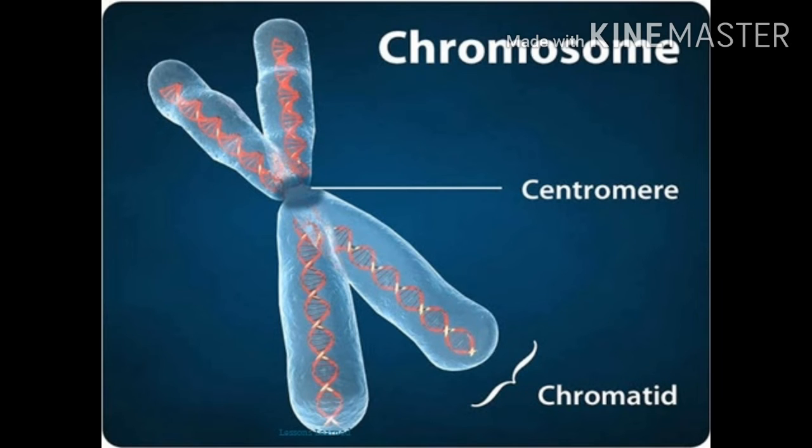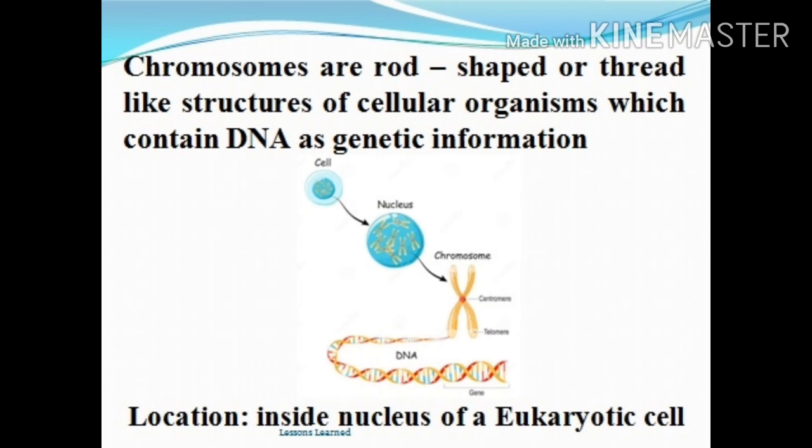Now we will discuss chromosome. As we know, a pair of two identical sister chromatids join at a constricted point having a specific DNA sequence called centromere. They form a chromosome. It is present inside the nucleus of a eukaryotic cell. So chromosome is the structure housing DNA in a cell.